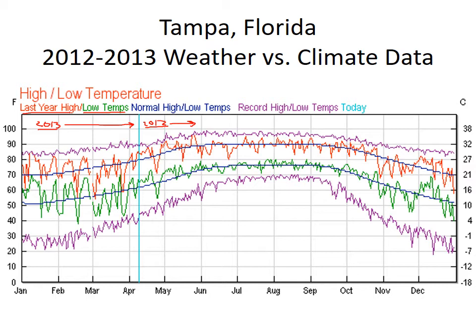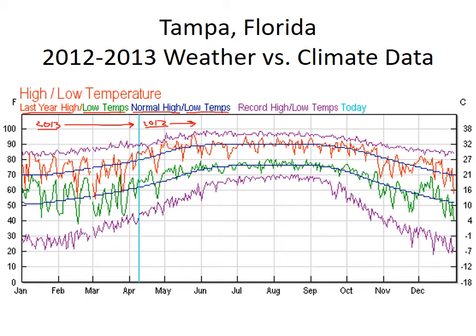So you can see that there is a lot of variation from day to day in the daily high, which is red, and the daily low, which is green. And you can look at that daily variation in relation to the normal high and the normal low, which is in blue. Those are the long-term average highs and the long-term average lows for that particular day of the year.